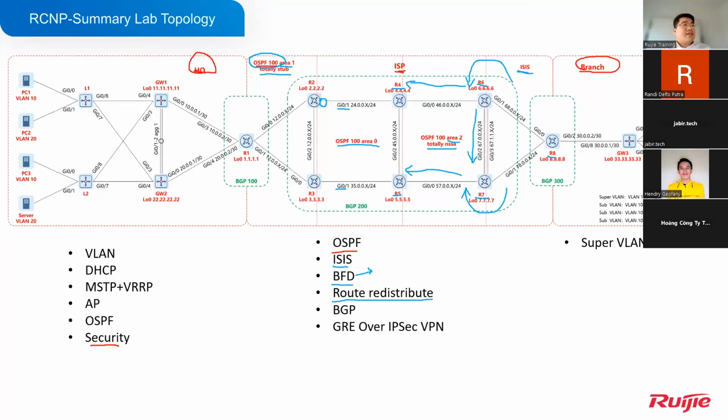Think about this. We use the hello packet to maintain the neighbor relationship. How does the hello packet maintain the neighbor relationship? For example, between R4 and R6, they will send the hello packet periodically.